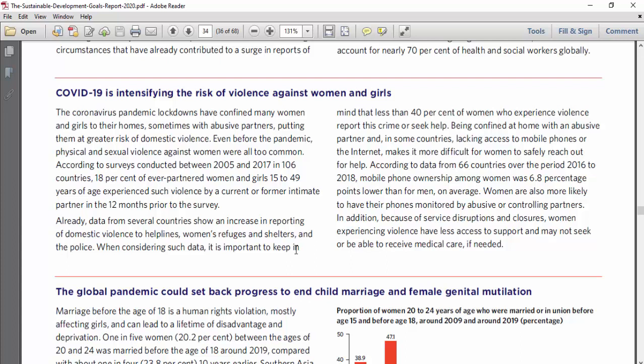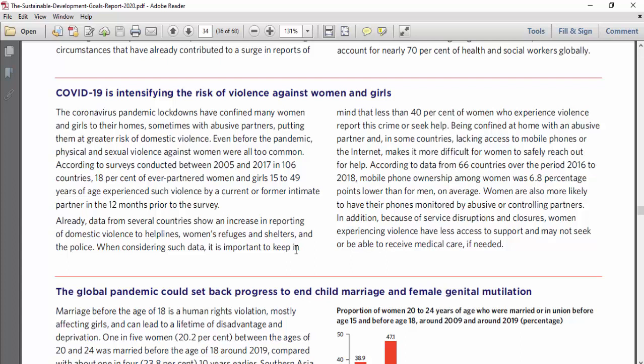According to data from 66 countries over the period 2016 to 2018, mobile phone ownership among women was 6.8 percentage points lower than for men on average. Women are also more likely to have their phones monitored by abusive or controlling partners.